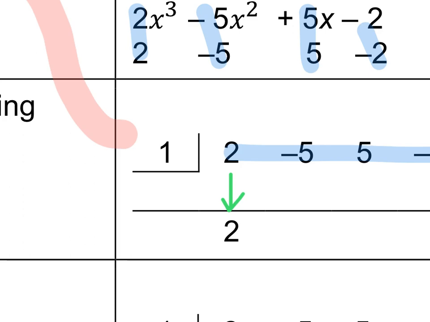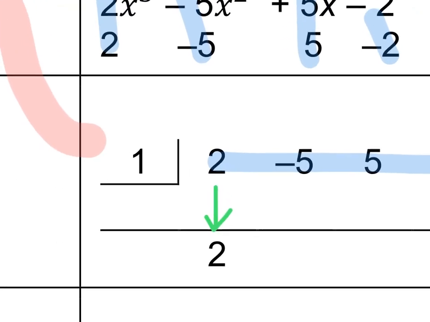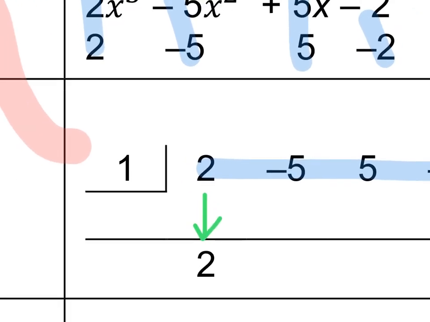To get back inside, you multiply by the number in your box. So for this one, 1 times 2 gives us a 2. Now, once the numbers are on the inside, you add them up. So we're doing -5 plus 2 to get a -3.